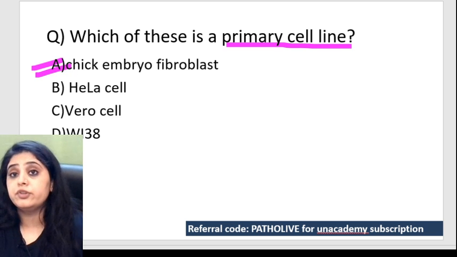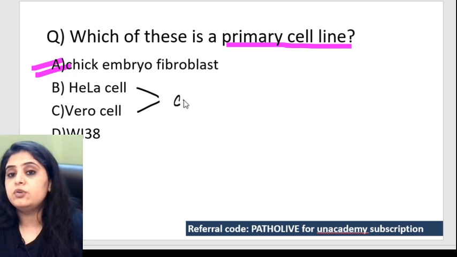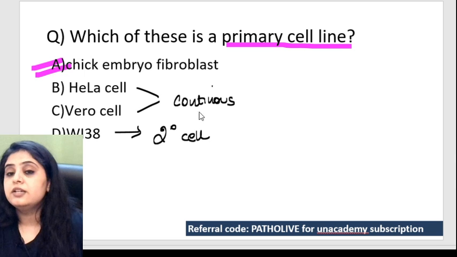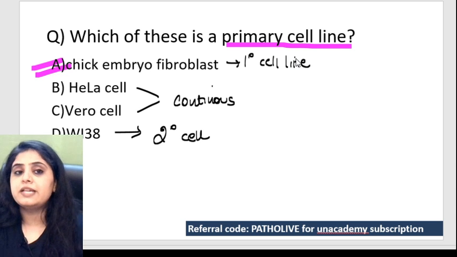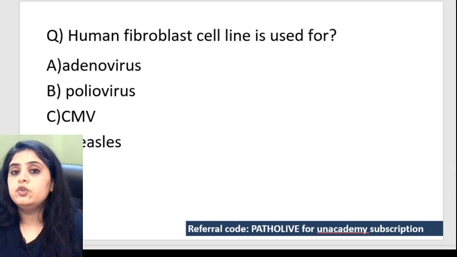So for those who know your theory very well, HeLa and Vero happen to be continuous cell lines and WI38 happens to be a secondary cell line. Chick embryo fibroblast is a primary cell line. For those who don't know, I'm going to give you some mnemonics. Before that, I'm going to ask you another question. Human fibroblast cell line is used for what?